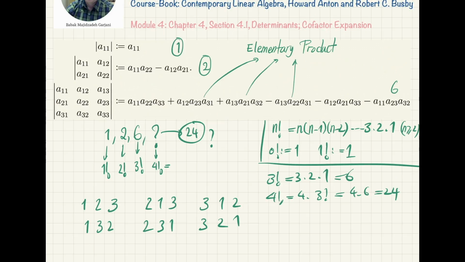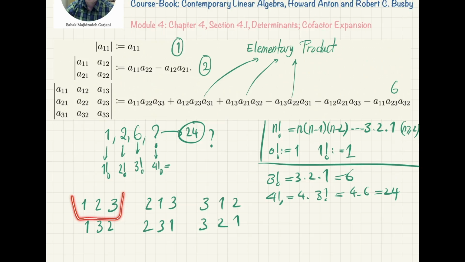So for example, 1, 2, 3 appears here. 1, 3, 2 appears here. 2, 1, 3 is here. 2, 3, 1 is here. And then 3, 1, 2 and 3, 2, 1, you can convince yourself. So all of them appear exactly once.